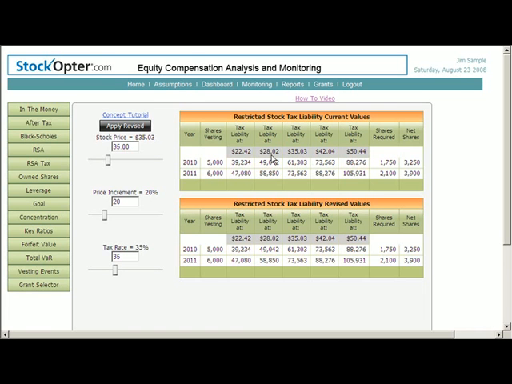In Jim's case, the first 20% stock price increase results in a stock price of $42.04, a tax liability of $73,563 for the 5,000 shares, using a 35% combined federal and state tax rate. Conversely, the first 20% decrease results in a stock price of $28.02 and a tax liability of $49,042.